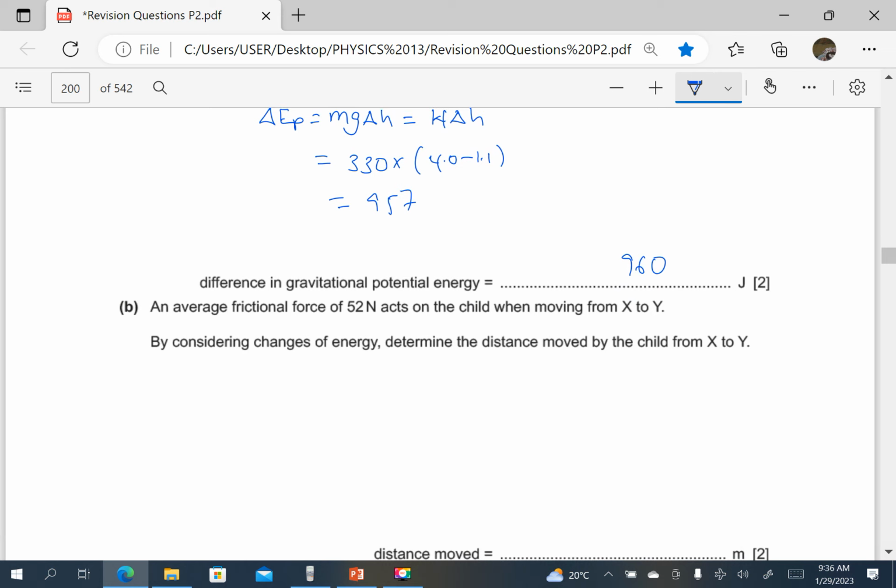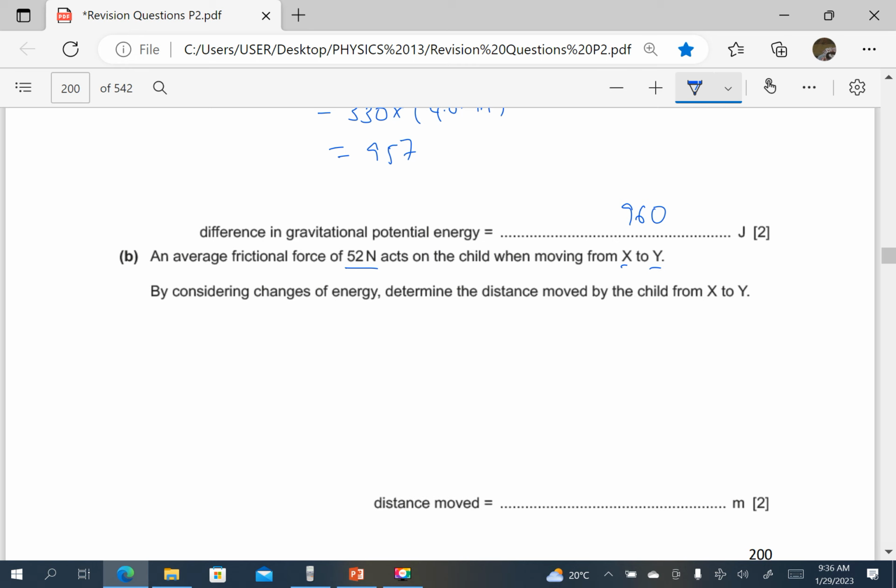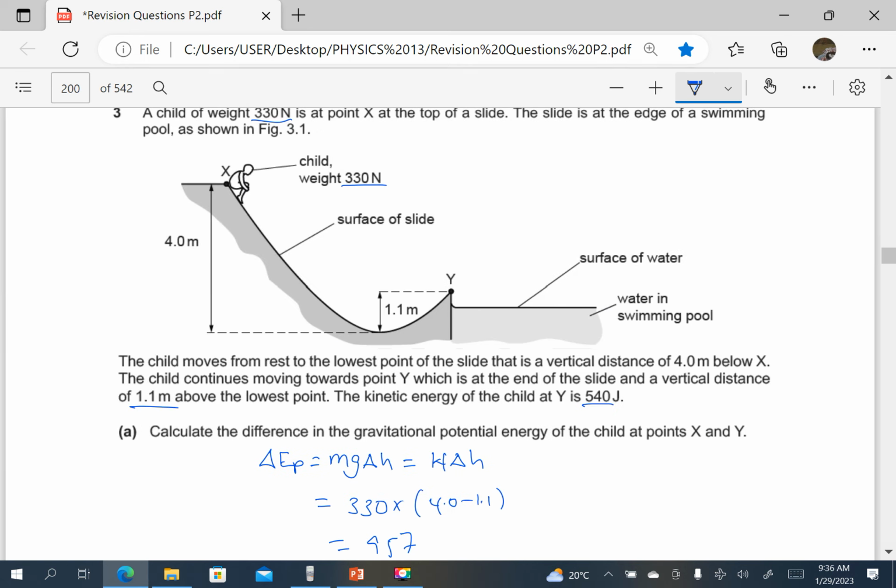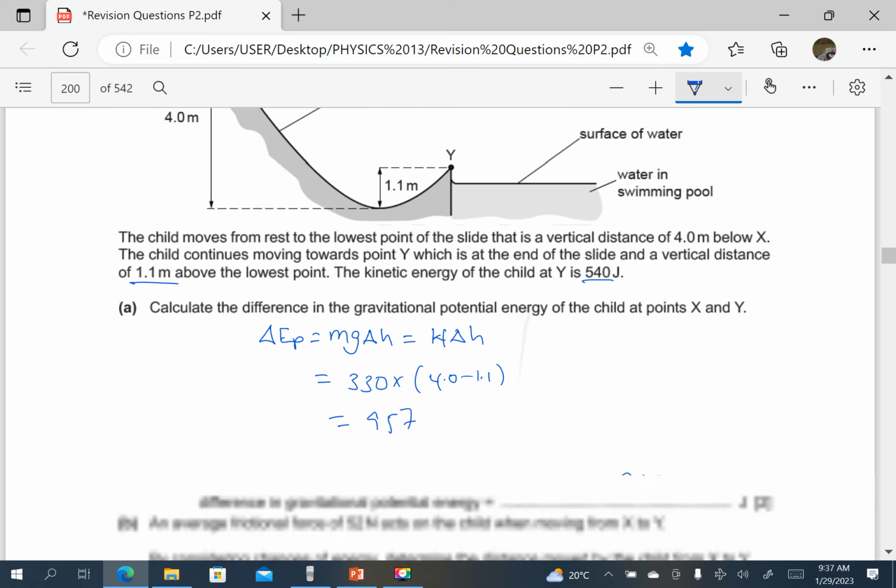Then an average frictional force of 52 newtons acts on the child when moving from X to Y. By considering changes of energy, determine the distance moved by the child from X to Y. So there's an average friction force which opposes motion. So we expect that the change in the gravitational potential energy should be equal to the work done against friction plus the gain in kinetic energy. Therefore, the work done against friction is going to be the difference in the gravitational potential energy and the energy at Y. If not all the energy at point X becomes kinetic energy at point Y, then we can find the work done against friction or against resistance.